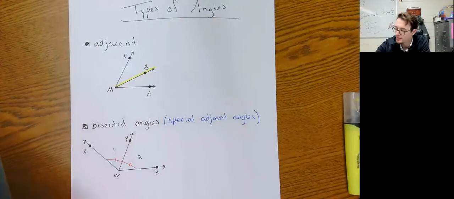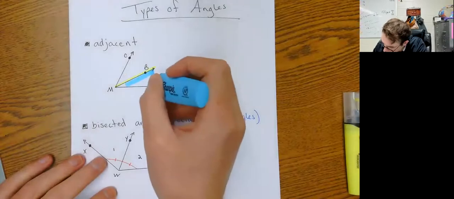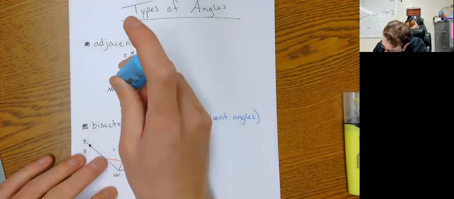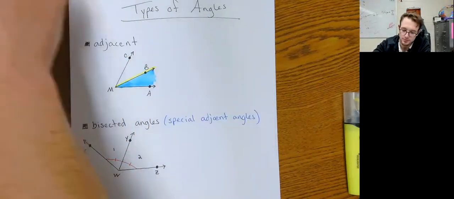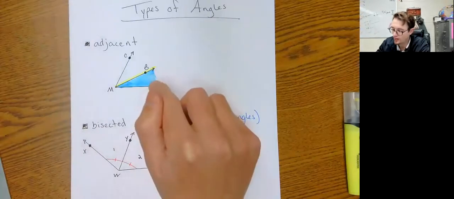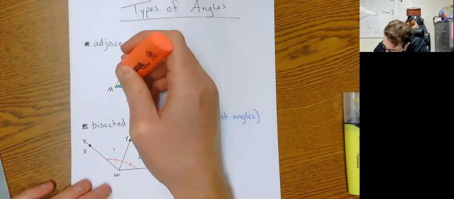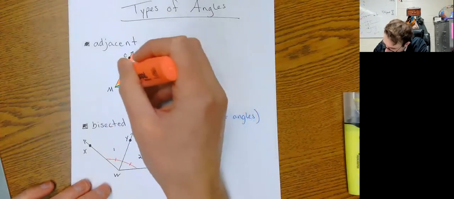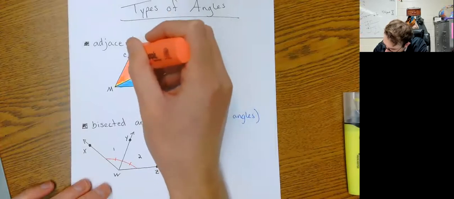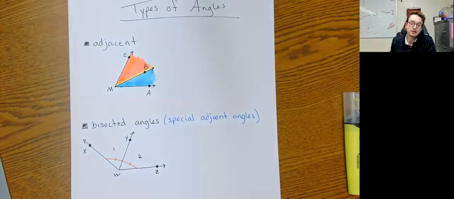So I have this angle here. Highlight the interior of it. So I got that angle there. That's the interior of angle AMB. And then I have this angle there. So I have two angles, and they are adjacent to each other. And I actually have three angles, so I'm also going to go over how to name angles.